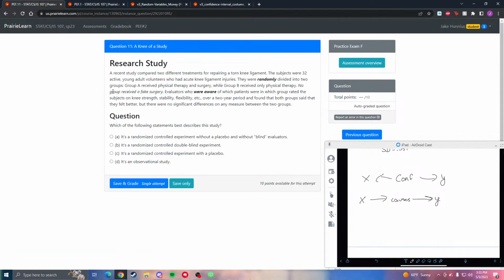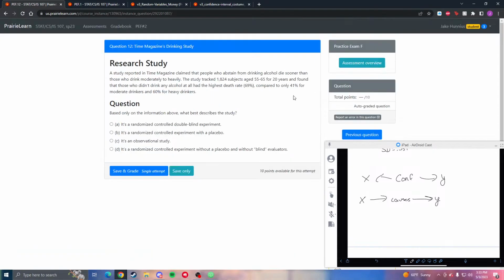There was no fake surgery. No group received a fake surgery, so there's no placebo, so it's not C. And the evaluators were aware, so it was not double blind, so it's not B. And it's not an observational study because they're running an experiment.